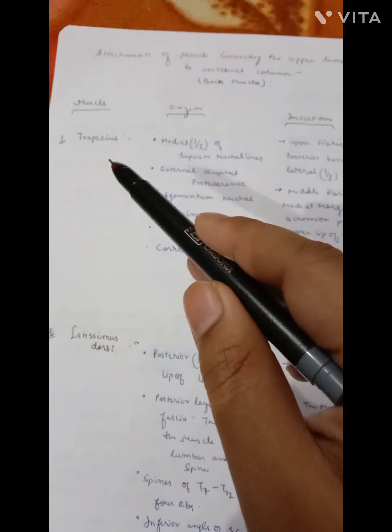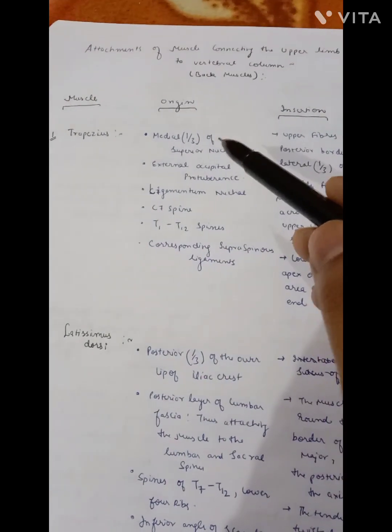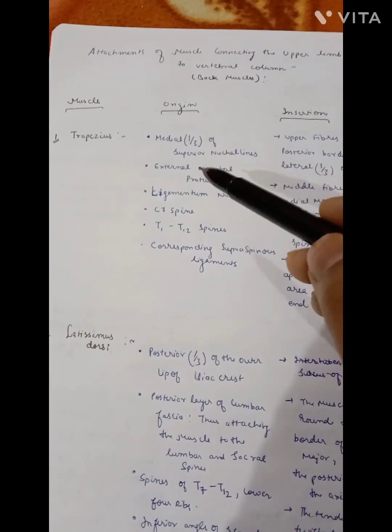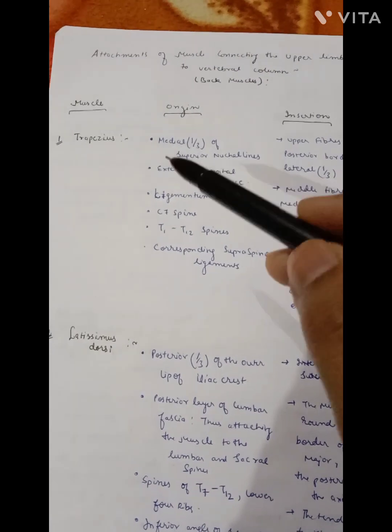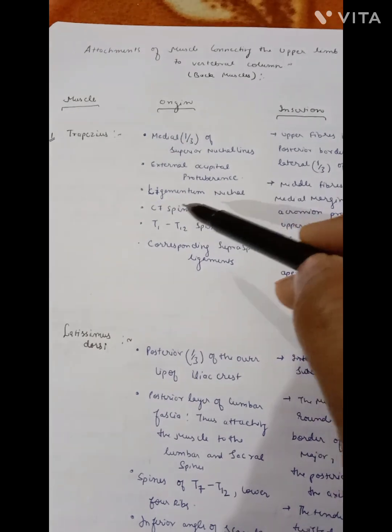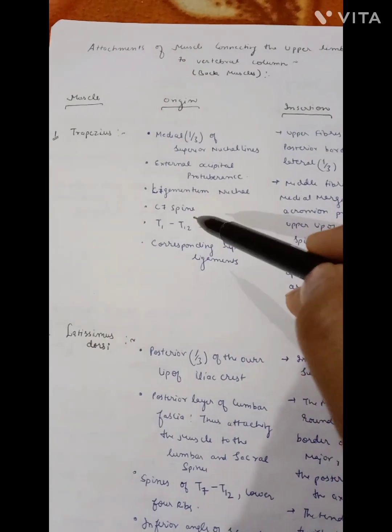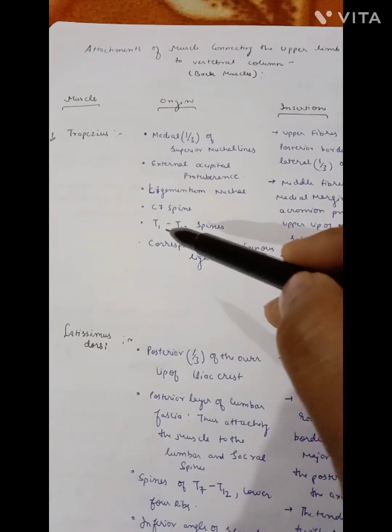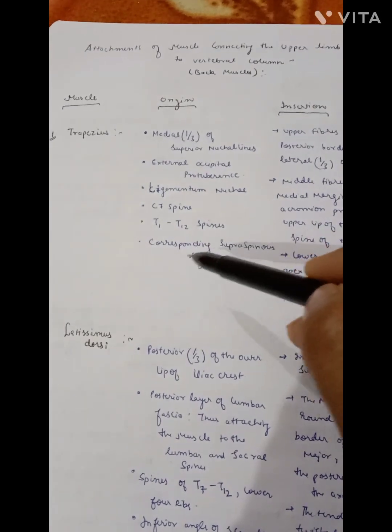First muscle: trapezius. Origin: medial 1/3 of superior nuchal lines, external occipital protuberance, ligamentum nuchae, C7 spine, T1 to T12 spines, corresponding supraspinous ligament.